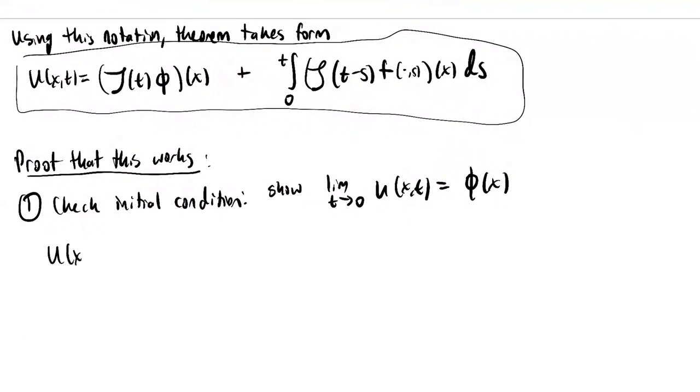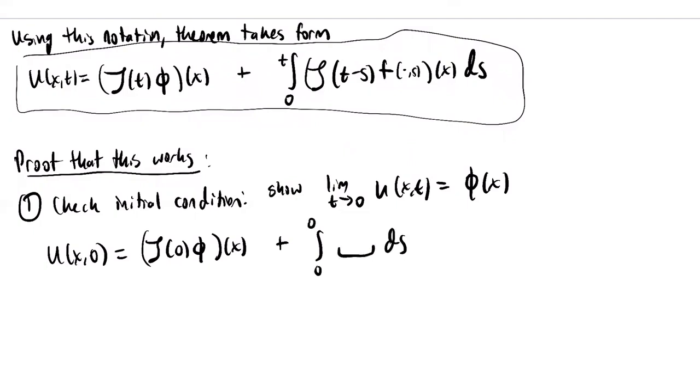And so let's plug in t equals 0. Well, in the first term, I get the solution operator at 0 applied to phi of x. And then the second term, I have an integral from 0 to 0 of a bunch of other stuff. But remember, when you integrate from 0 to 0, it's always just 0, right? It doesn't matter what you're integrating. You're just integrating at one point, so you don't get anything. There's no area.